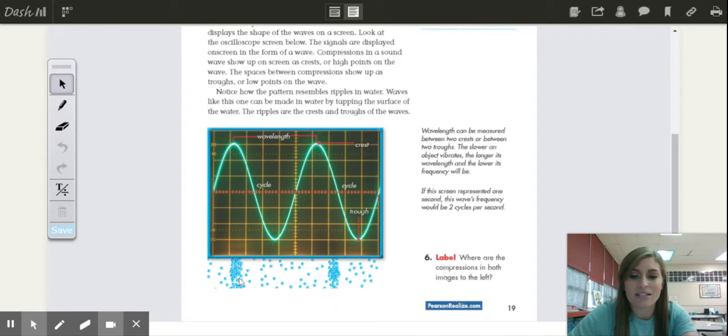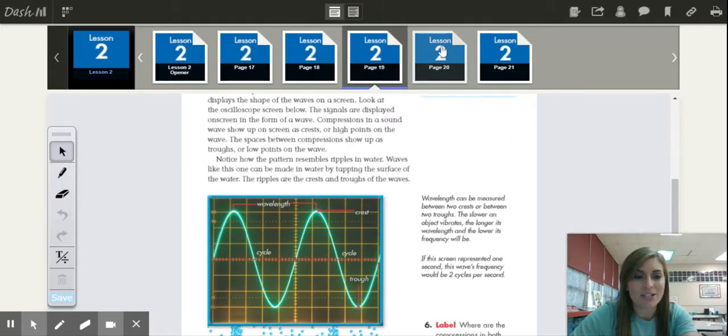And then here you can see the compression, again, shown as this crest. Compression here, shown as that crest. Remember, compressions are where those particles are really close together. Okay, next page.